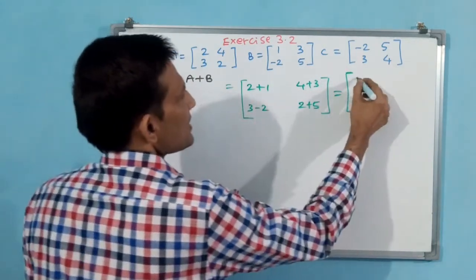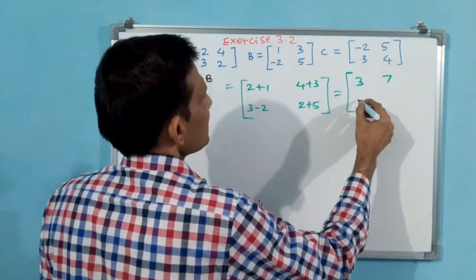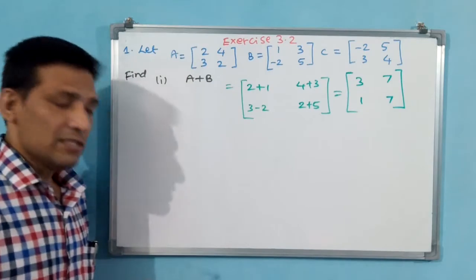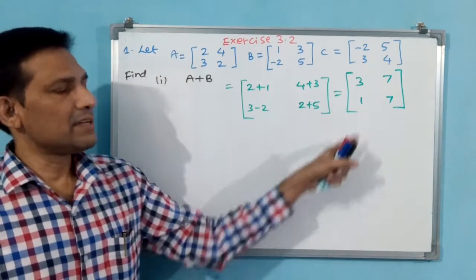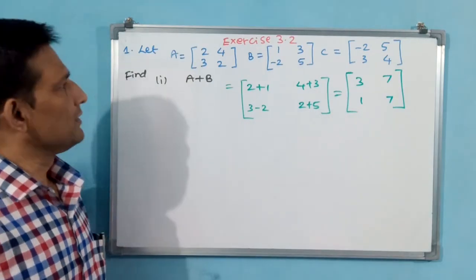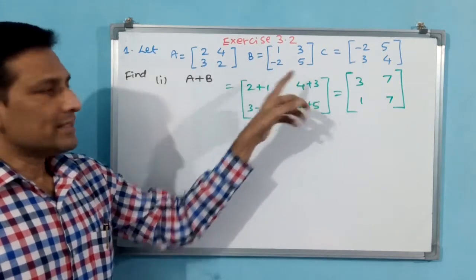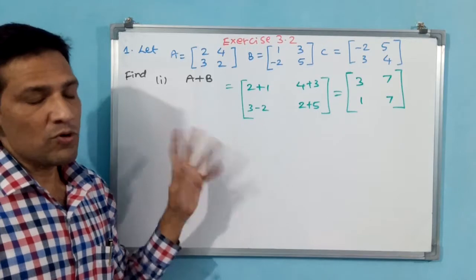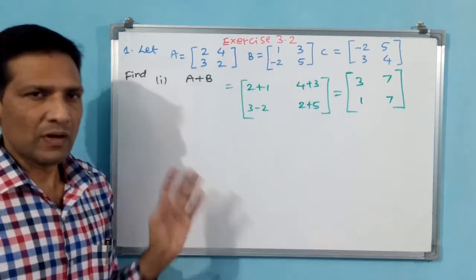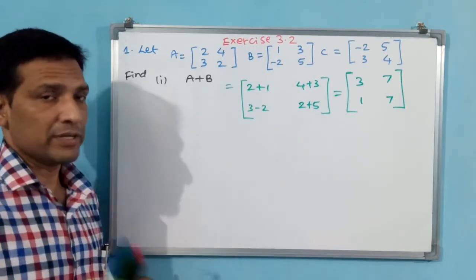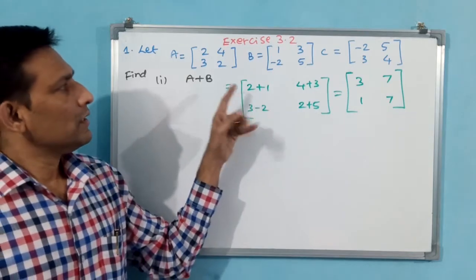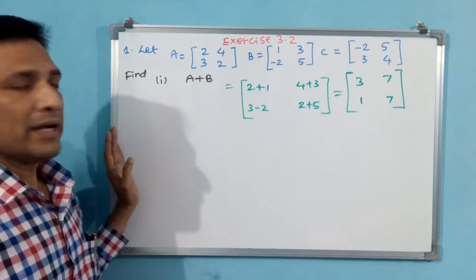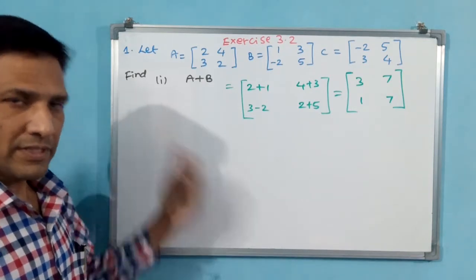Now 2 plus 1 is 3, 4 plus 3 is 7, 3 minus 2 is 1, 2 plus 5 is 7. This will be your answer, 3, 7, 1, 7. You must be knowing how it has come: add and keep in the same place. For addition there is no multiplication, so it is not complex. Multiplication is complex, and you have to do it carefully. This is simple only. Addition we have done. Let us go for the second part.